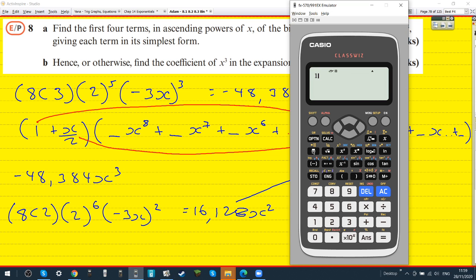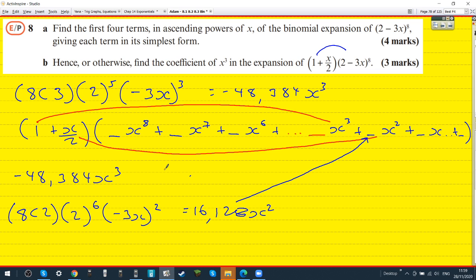8,064. So when you expand this bracket, when you do 1 times everything, you'll get minus 48,384 x cubed as the x cubed term. When you multiply all of them by x over 2, you'd get lots of stuff, x to the 9, x to the 8. But the x cubed one would be 8064 x cubed.